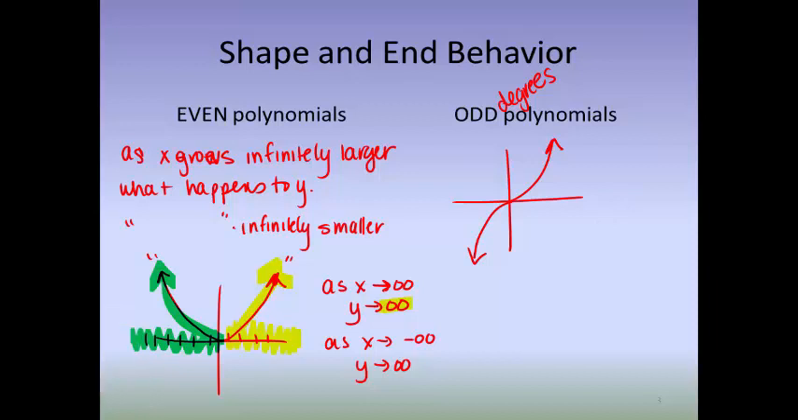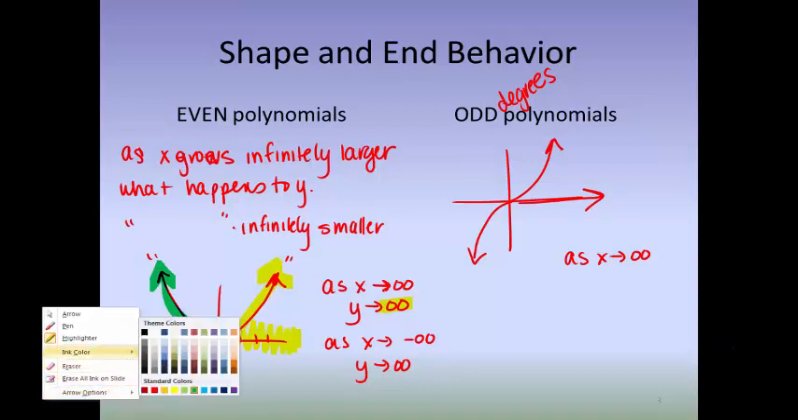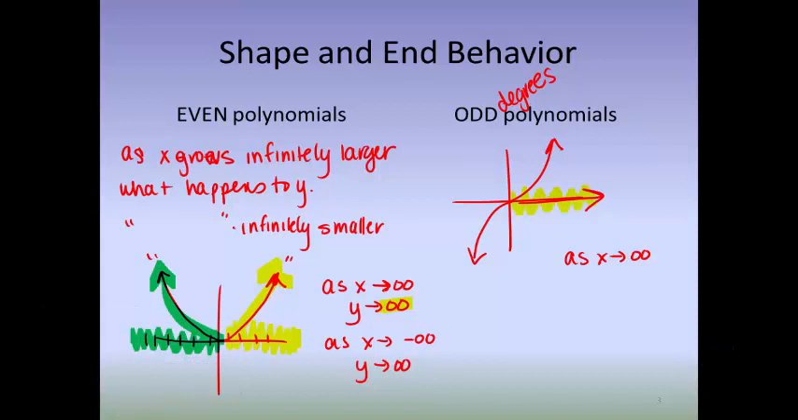we're going to write this the same way. As x goes towards positive infinity, so as we're moving this direction, what is y doing? And we can see, let me grab the other color. As we're going this way, y is going up. So that's how we write it. Y is going towards positive infinity.